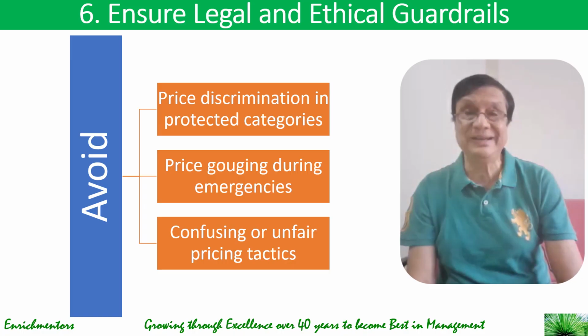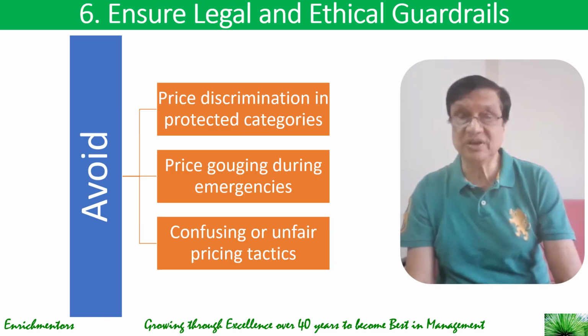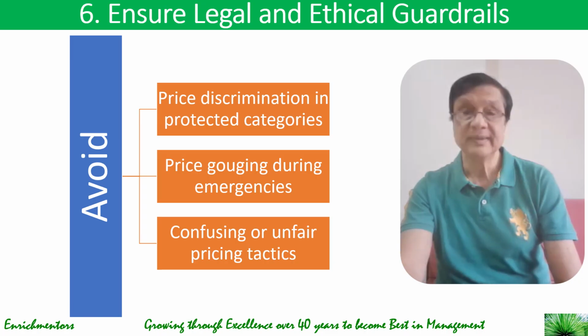So you need to know your legal and ethical guardrails to ensure where to do pricing optimization and where not to. Now, AI should comply with local consumer protection and competition laws. So you need to feed that into the AI system as well.